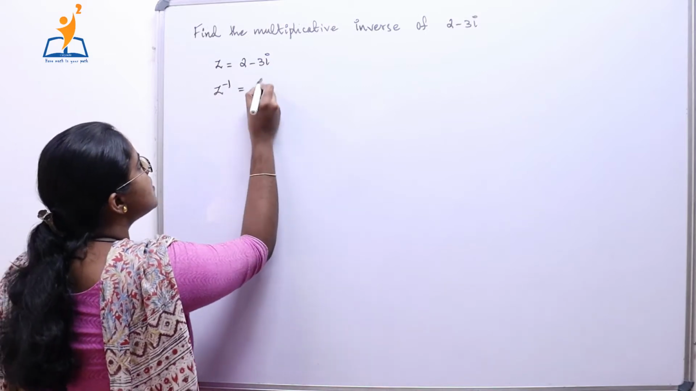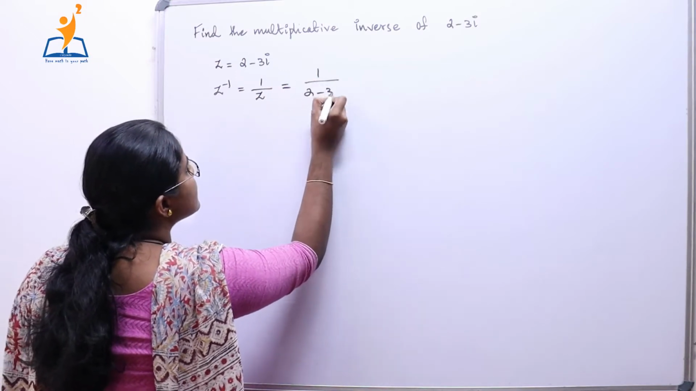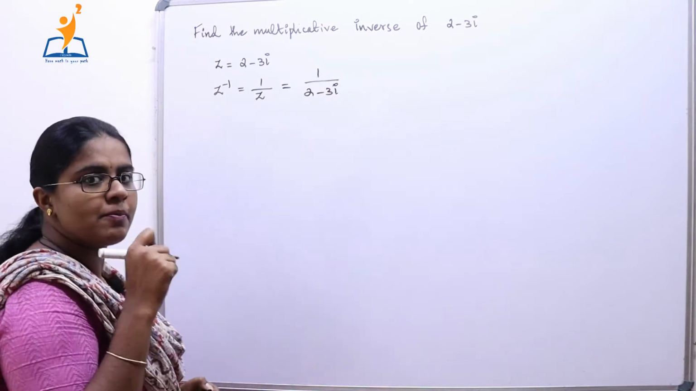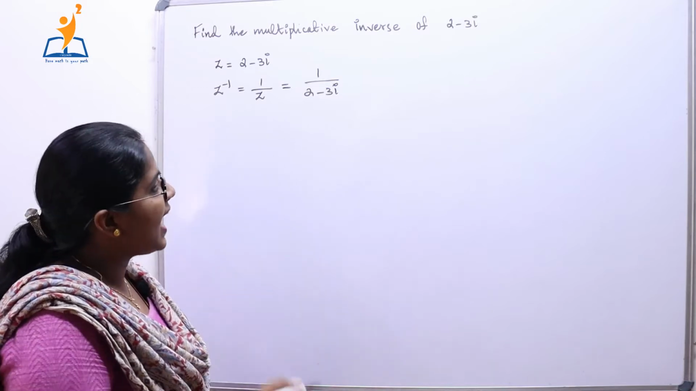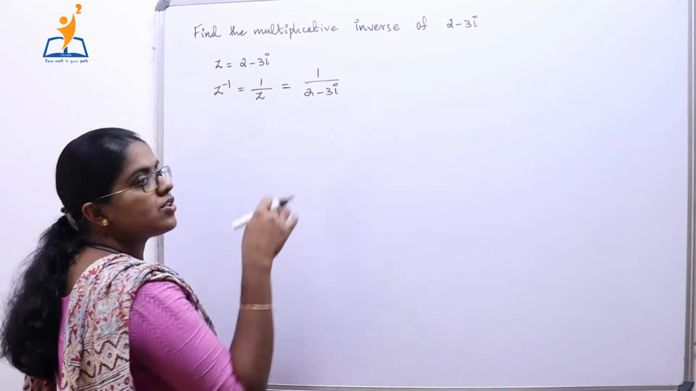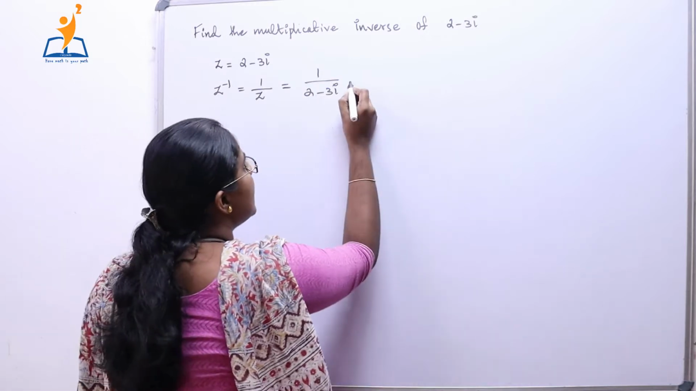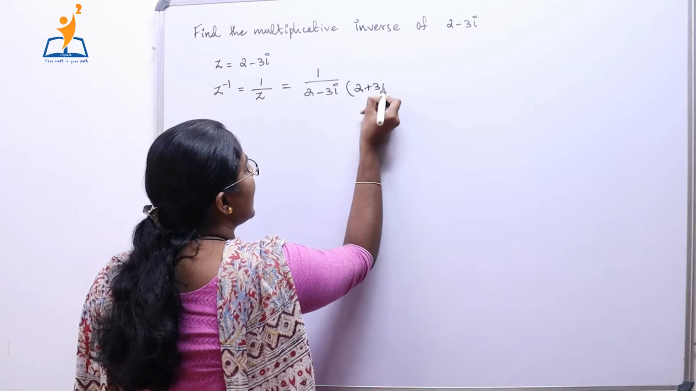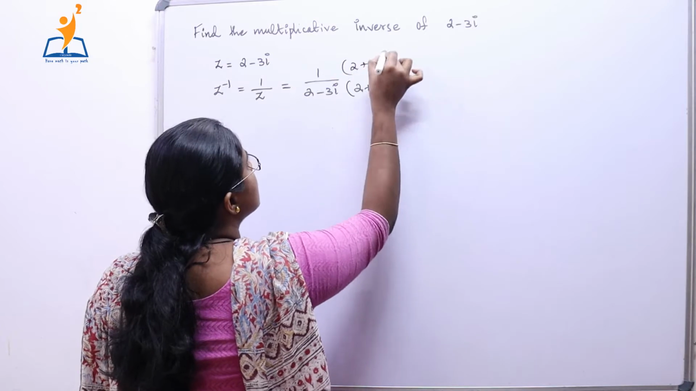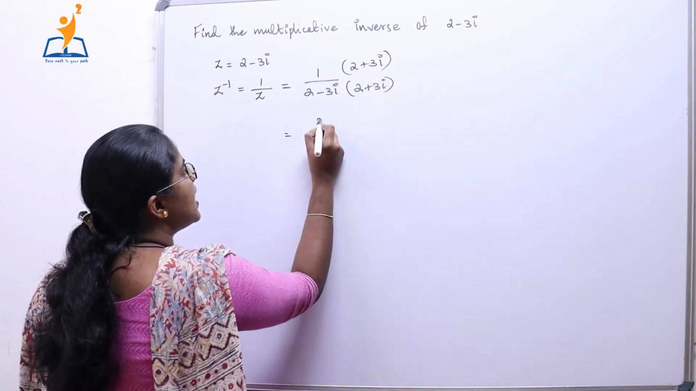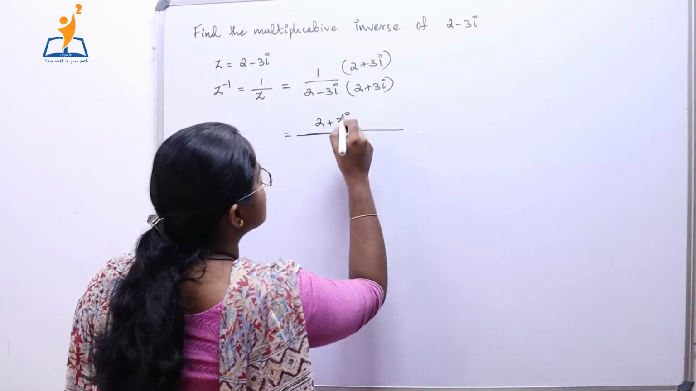We know that z inverse is simply 1 by z, which means 1 by 2 minus 3i. When we have a complex number in the denominator, we usually multiply the numerator and denominator with the conjugate of the denominator. What is the conjugate of 2 minus 3i? It will be 2 plus 3i. So we will multiply both the numerator and denominator with 2 plus 3i. So it will become 2 plus 3i divided by 2 minus 3i into 2 plus 3i.